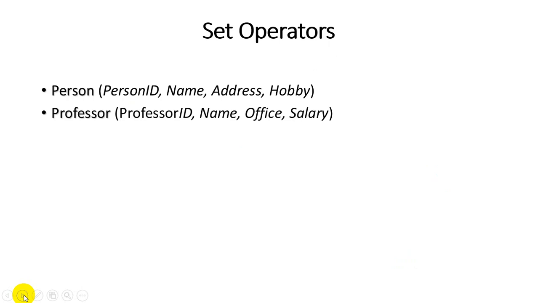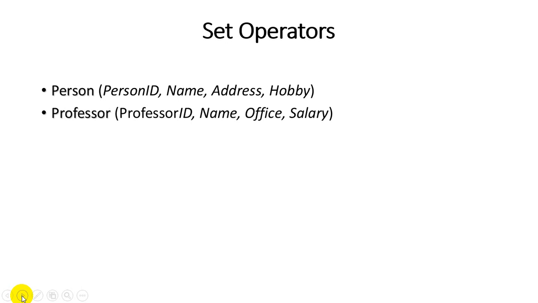Now let's see how we can say that a set operator is compatible or not. Person has person ID, name, address and hobby. Professor is a different relation, with professor ID, name, office and salary. In this example, person ID and professor ID belong to the same data type. We just need to satisfy both conditions for union compatibility.